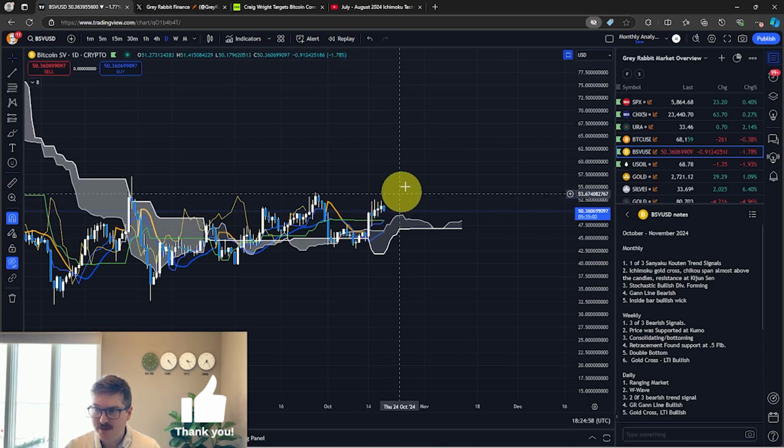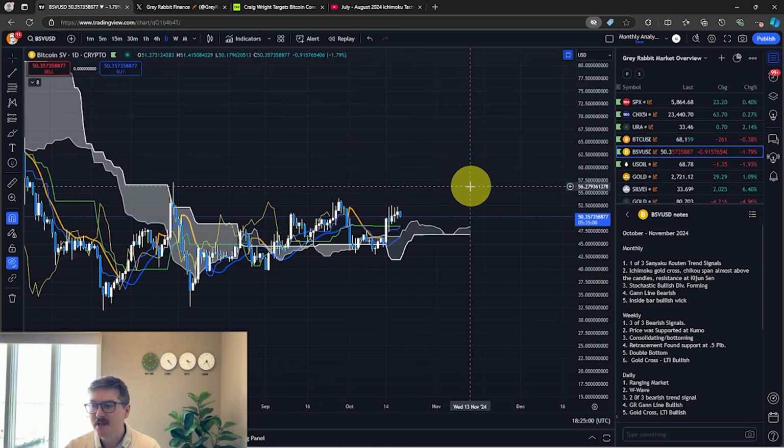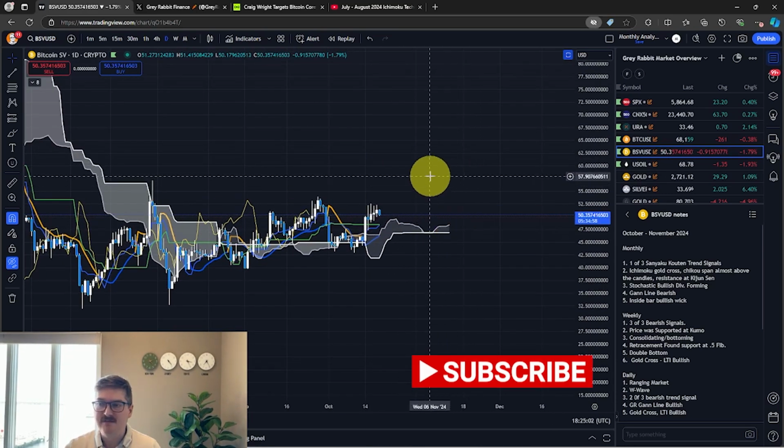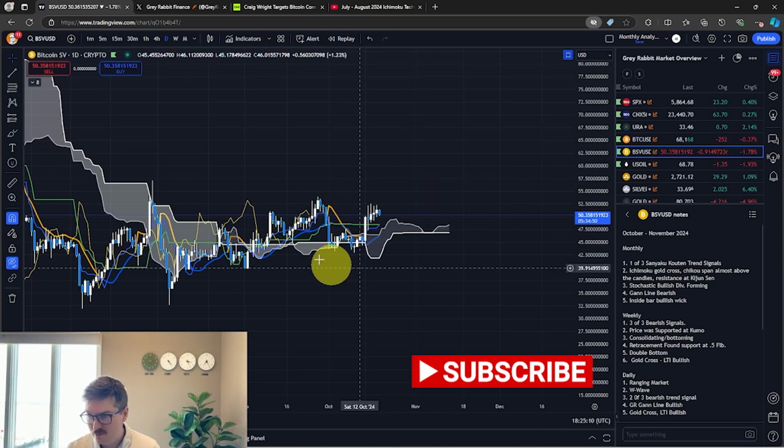And so I'm expecting this to be an N wave up. Once we get that N wave, we're going to start seeing a trend in terms of Ichimoku on the daily chart. So I'm expecting that soon.